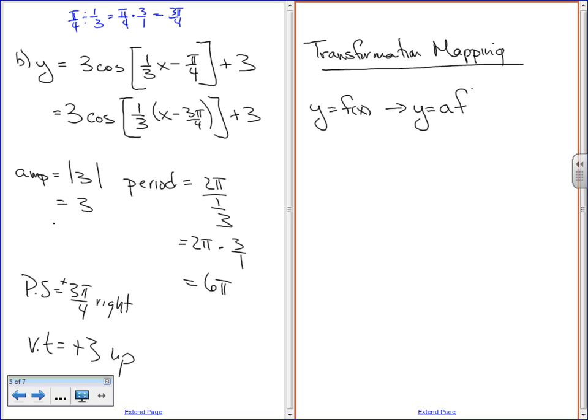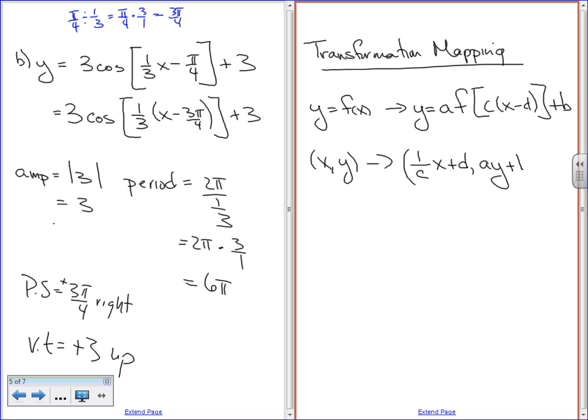If you take any function and put it through a mapping where you're putting parameters in front of the function and inside of the function, then every point on the original function goes through a transformation and ends up being a new point. And you can figure out that new point by taking 1 and dividing it by the c value, multiplying it by x, and then adding on your d value. That'll give you your new x coordinate. And the new y value can be found by taking a, multiplying it by the y value, and adding on b.